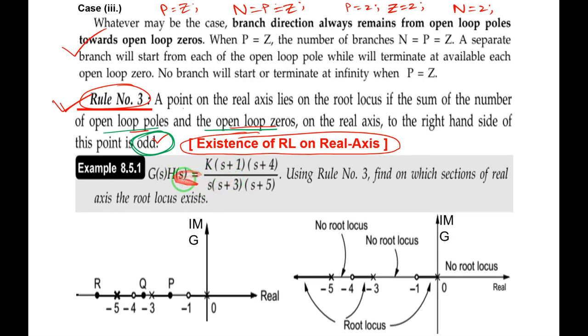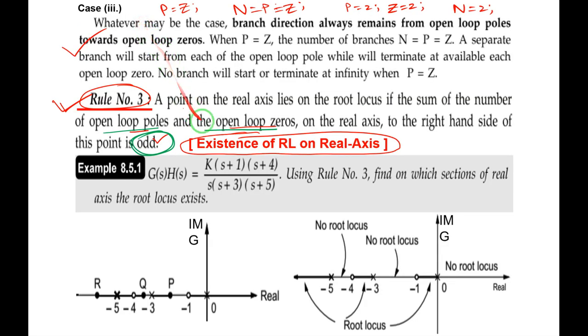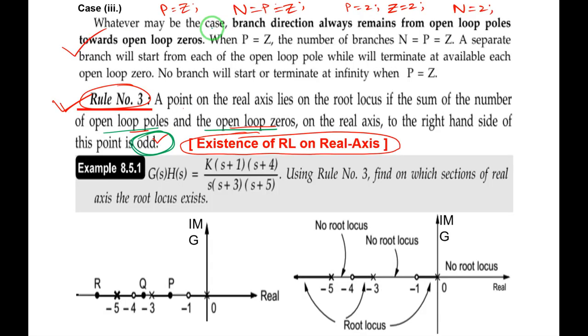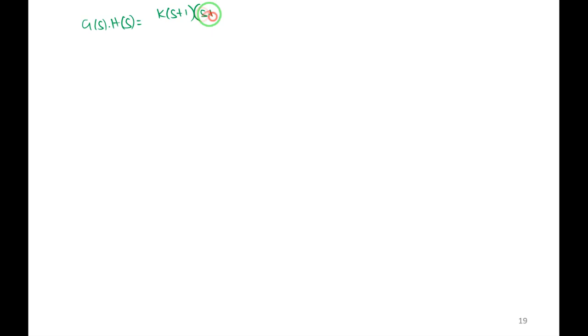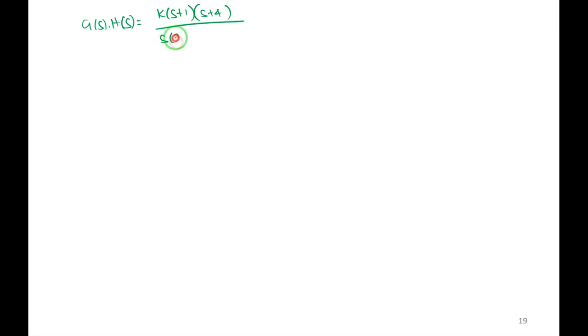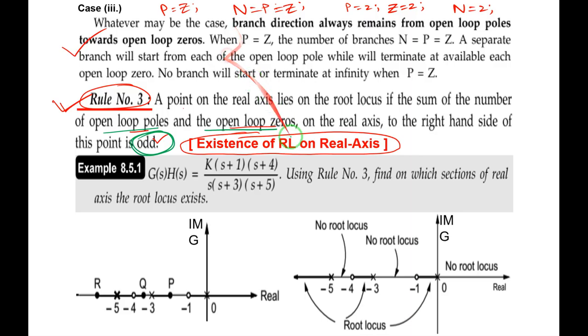Yes, we'll take up this example. G of s into h of s is equal to k into (s plus 1) into (s plus 4) divided by s into (s plus 3) into (s plus 5). What is the question here?